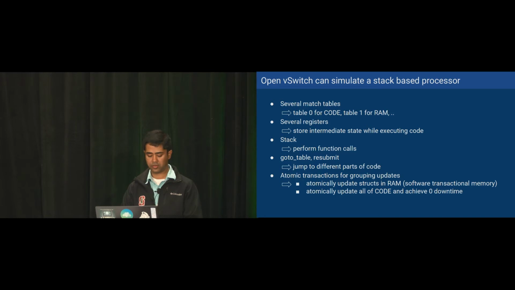Now we described why we need a higher level language. Now the question is, can you actually use Open vSwitch as a processor on which we can simulate this higher level language? The answer seems to be yes, because we have registers in Open vSwitch which can be used to store intermediate state while executing code. We have the concept of a stack, which can be used to perform function calls, and we have instructions like goto table and resubmit which allow you to jump to different parts of code.